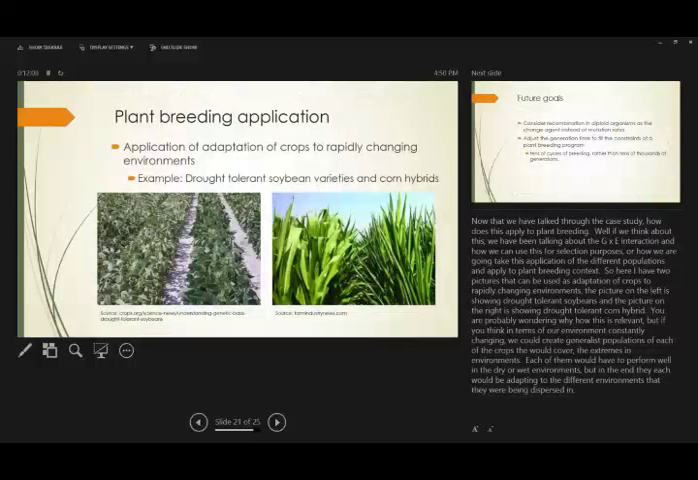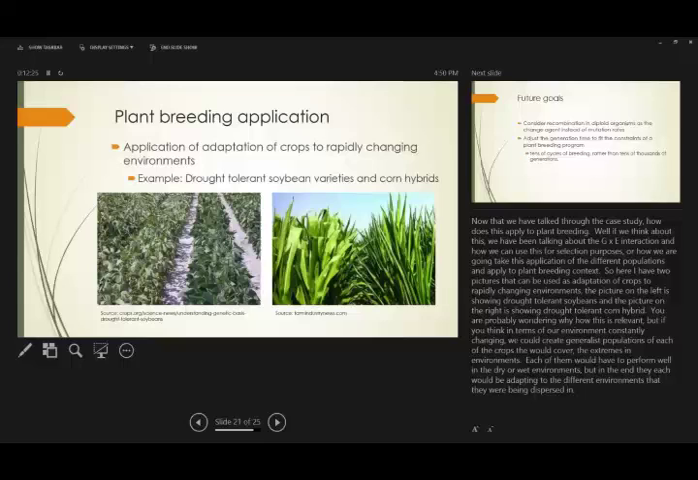So, that's probably pretty heavy. So now let's bring it back to plant breeding. Well, if you think about this, we've been talking about G by E interactions and how we can use this for selection purposes, or how we're going to take this application of different populations and apply it to a plant breeding context.